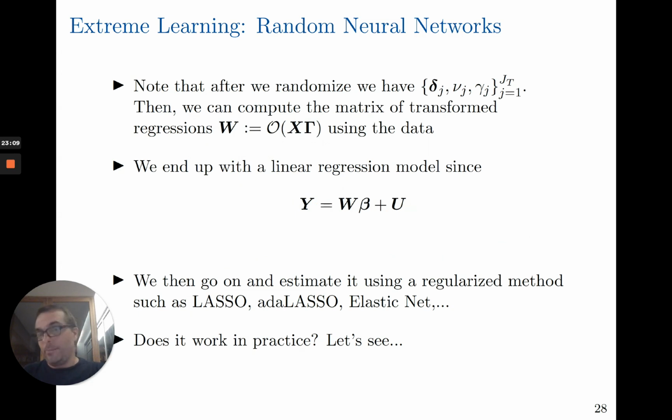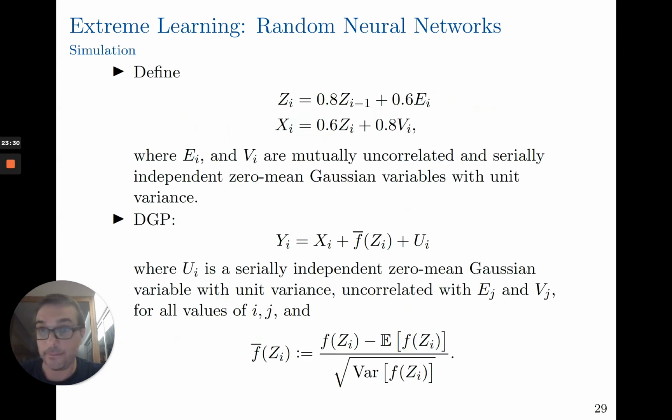Then we have, remember, a linear model, and then how we estimate. So this part will be given because it's randomly generated. And this one here, I'm going to estimate with lasso, adaptive lasso, elastic net. You can use any method you wish. Okay? Does it work? Let's see.